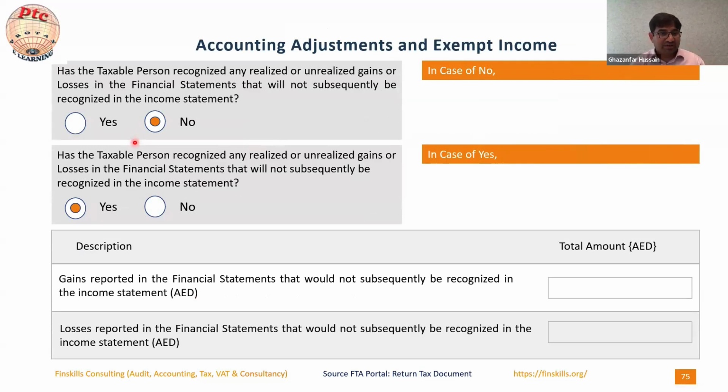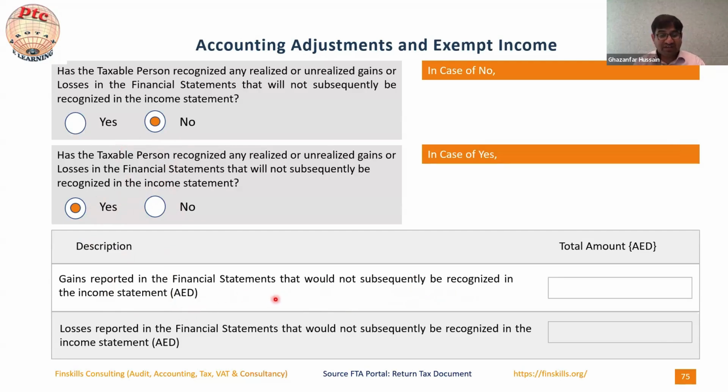Now the next part is, if we offer yes, it will ask for this information. Why is this important? Here you will see the return query. If you say yes, then it will ask for the gain reported in the financial statement that would subsequently be recognized in the income statement.